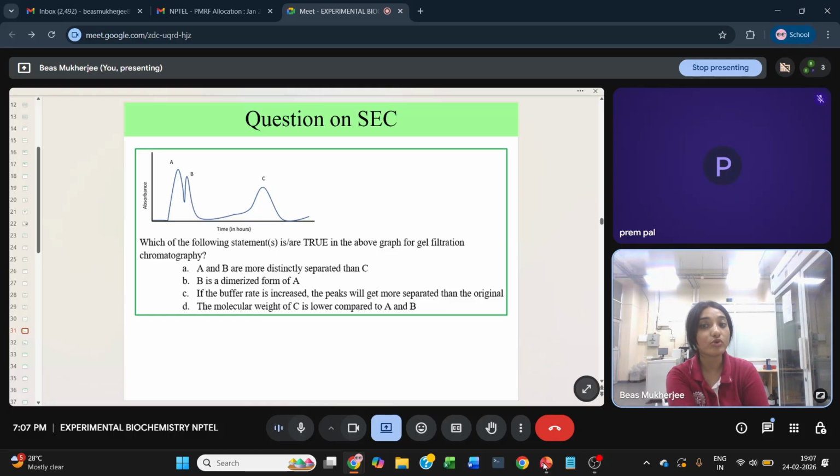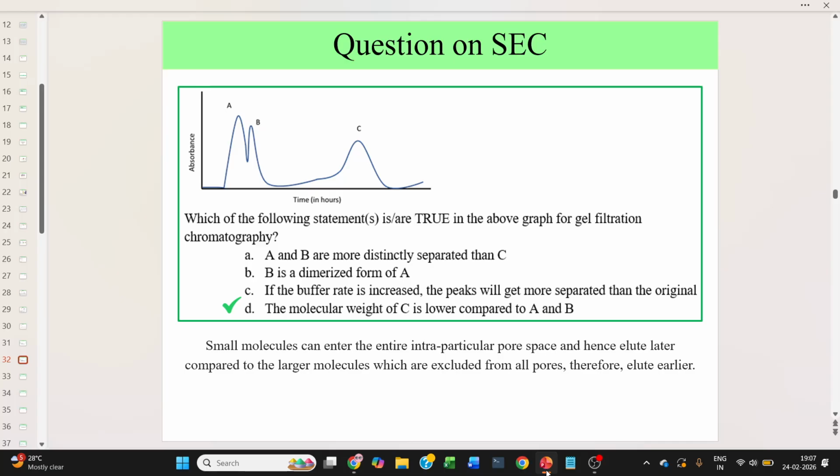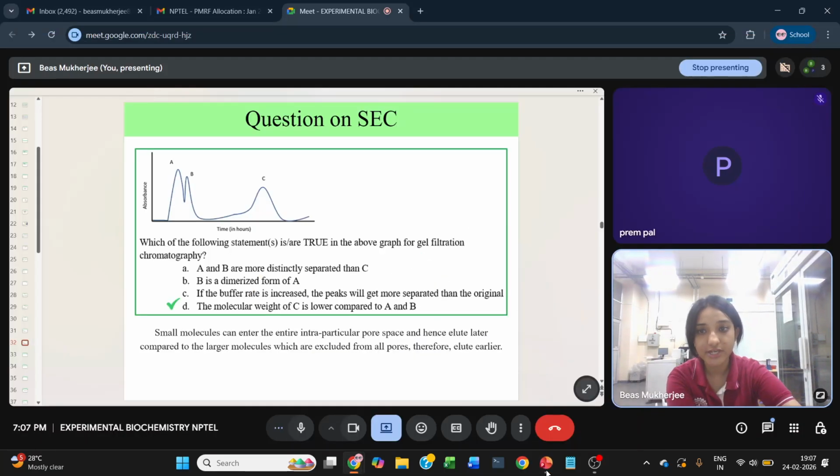A, A and B are more distinctly separated than C. B, B is a dimerized form of A. D, molecular weight of C is lower compared to A and B. Yes, that is correct. D is absolutely correct. So since C is eluting much later than A and B, that means C has much lower molecular weight compared to A and B.